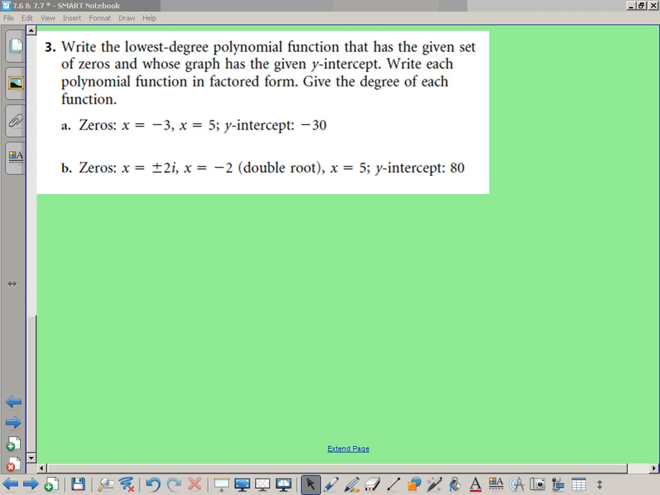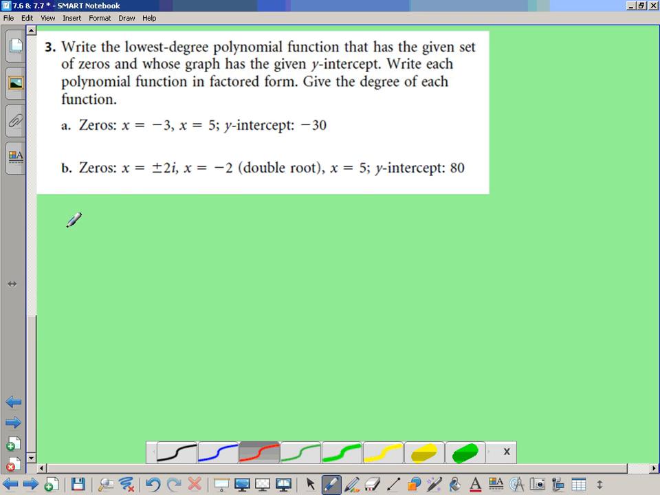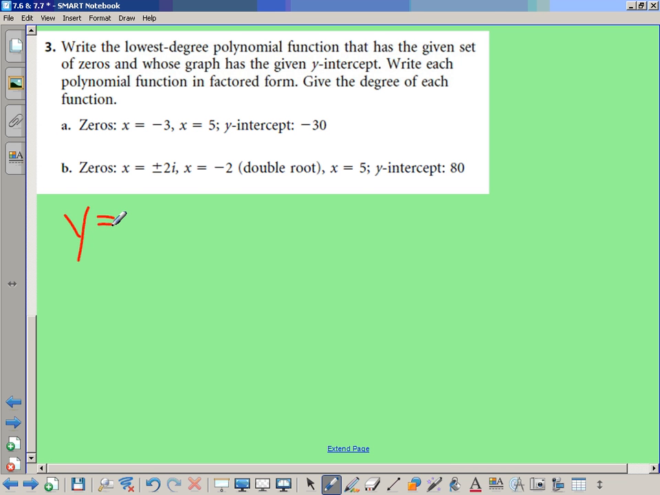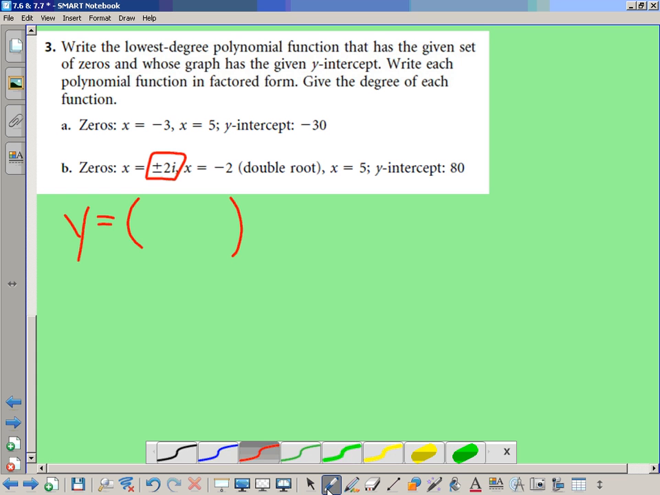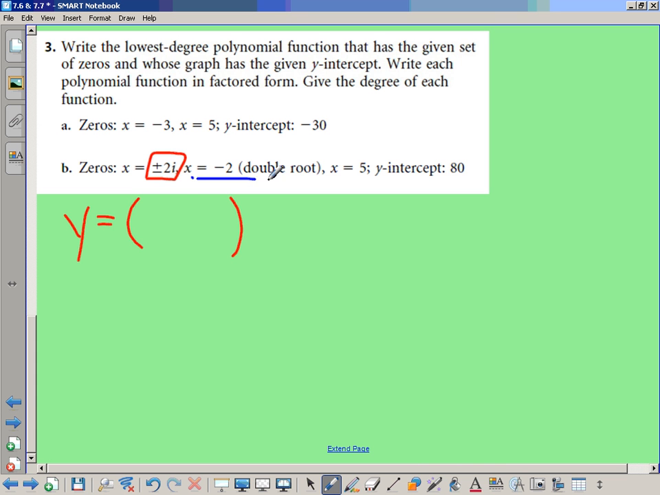So here we are in 3b on the 7-7 green worksheet, and 3b says the zeros are at plus or minus 2i. There's a double root at negative 2 and a single root at 5. So let's go ahead and write out the possible equation. Let's forget about the red for a minute, but we're going to go ahead and consider this.